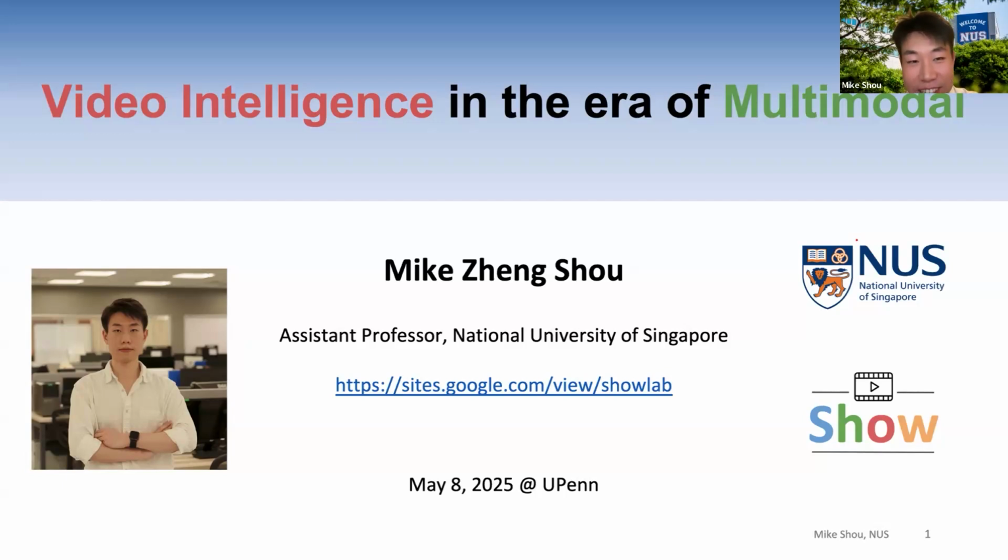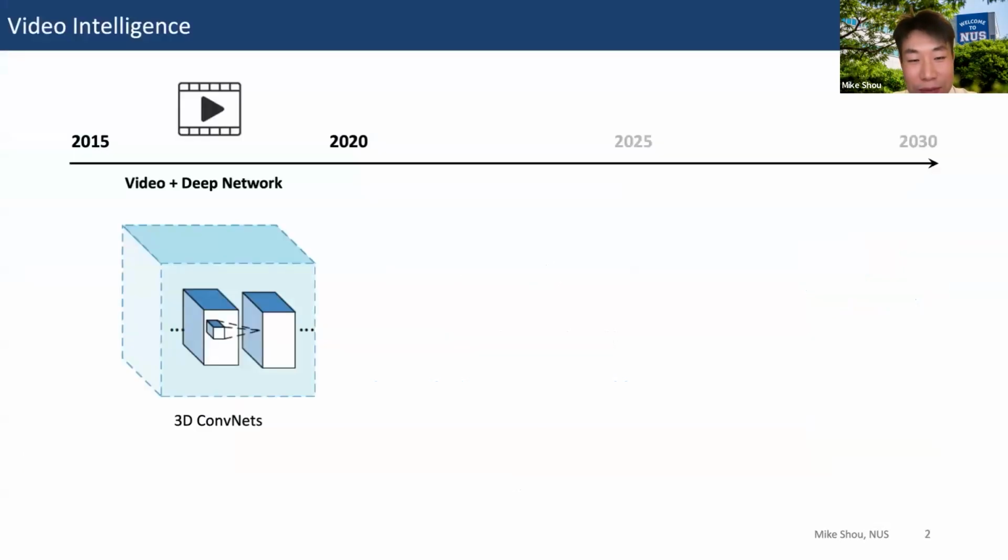So I'd like to talk about how I actually got started with video intelligence. I started building video intelligence about 10 years ago. At that time, I think people were mostly working on designing neural network architectures. For example, we have the 3D ConvNets, which do convolution not only over height and width, but also over the temporal dimension.